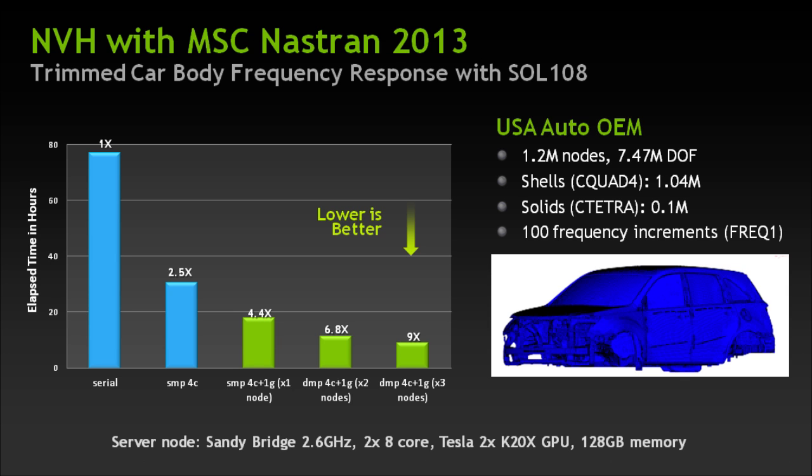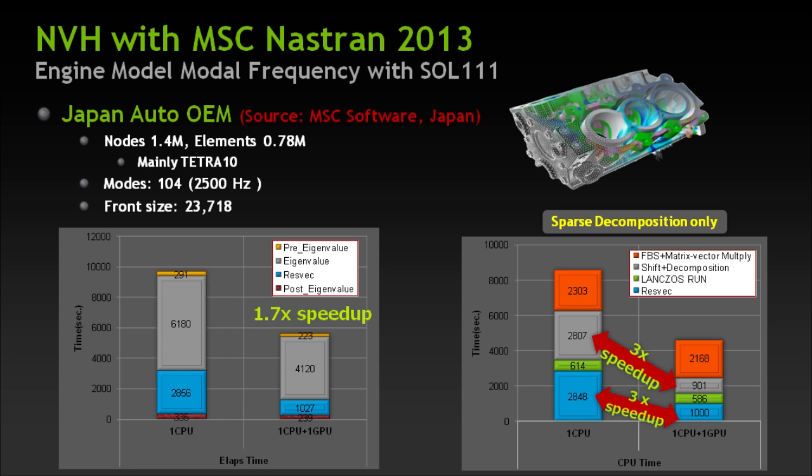What I'd like to emphasize here is that blocky models, solid models, generate large front sizes for the sparse matrix decomposition. Shells and plates tend to generate more sparsity compared to solids. Computational work is extremely important as far as GPU acceleration.